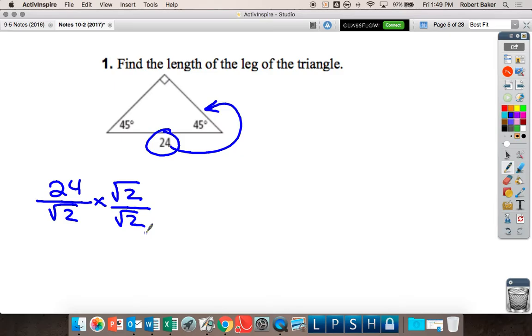Multiply across the top, 24 times the square root of 2. 24 square roots of 2. Multiply across the bottom, the square root of 2 times the square root of 2. 2. Can you do 24 divided by 2? What do you get? 12. And you still have a square root of 2 on top.